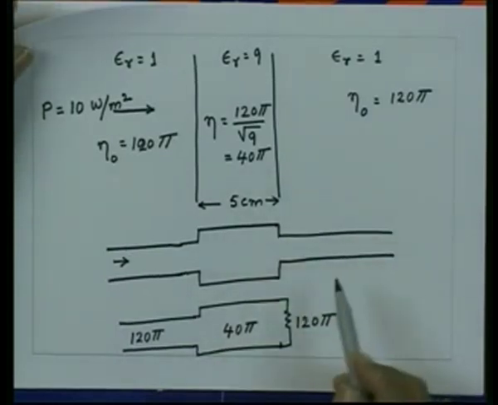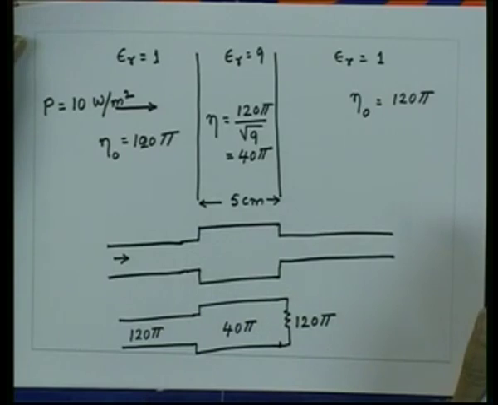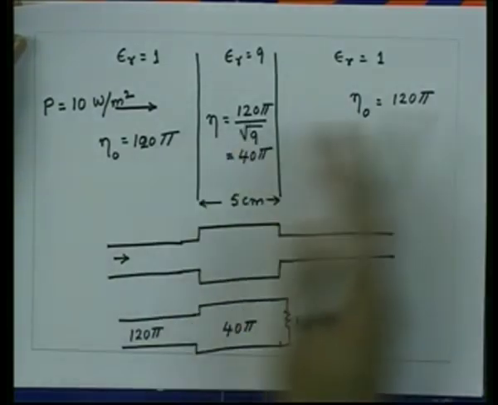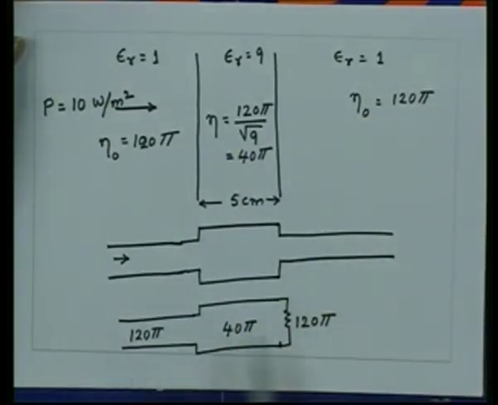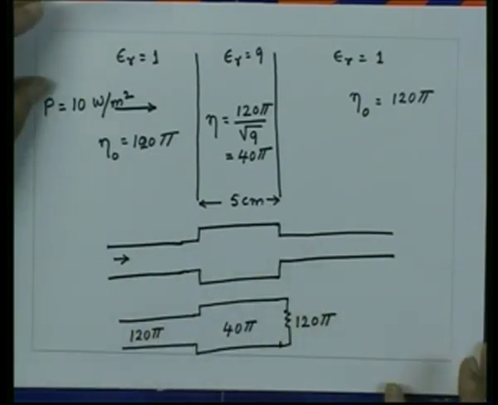So, one of the ways to solve this problem is to find out the power transmitted through the sheet to the other side. Essentially, we want to find the power density which goes to this resistance, which is 120 pi.